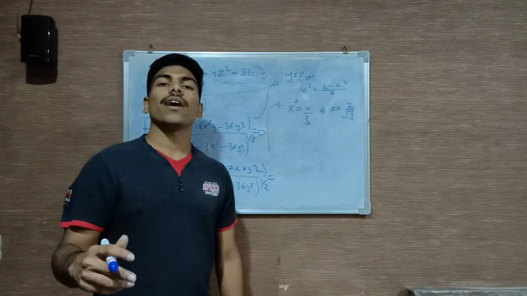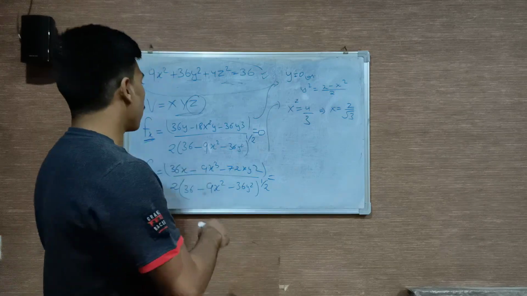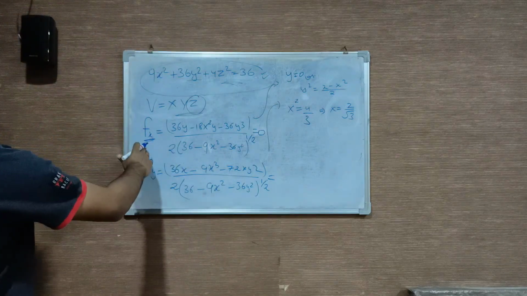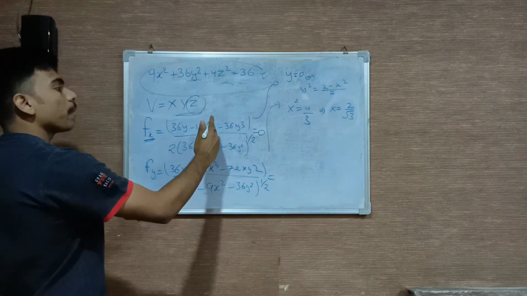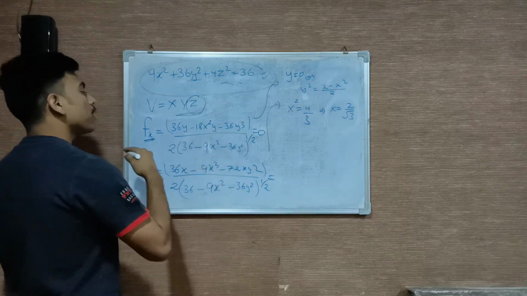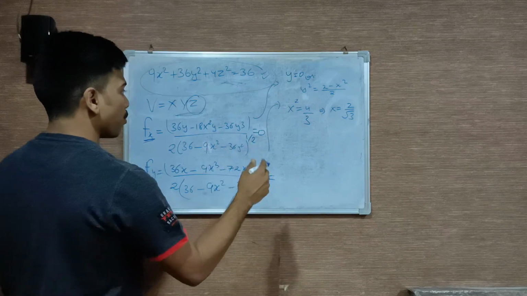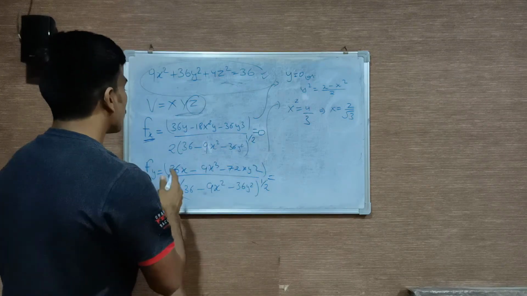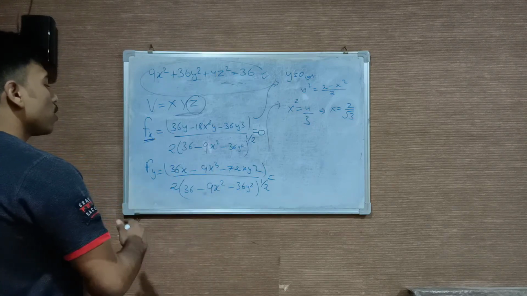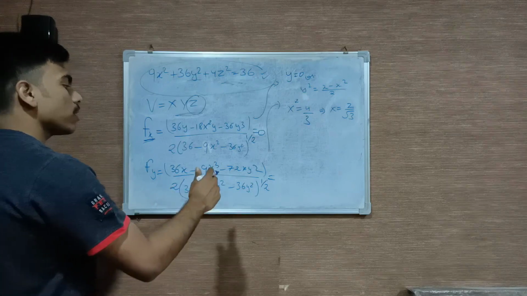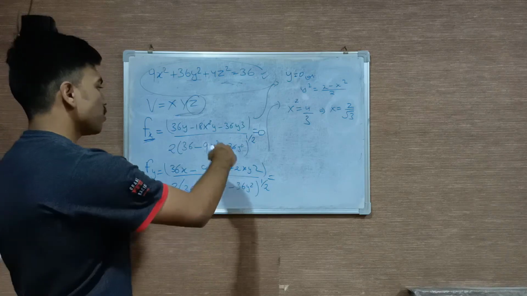So guys, after finding the first order derivative of this given function with respect to x and y, we got the following outputs. We got fx, the first order derivative with respect to x, as 36y minus 18x square y minus 36y cube, whole by 2 times (36 minus 9x square minus 36y square) to the power 1 by 2. And we got fy to be 36x minus 9x cube minus 72xy square, by 2 times (36 minus 9x square minus 36y square) to the power 1 by 2. Now to maximize this we need to equate both of them to 0.